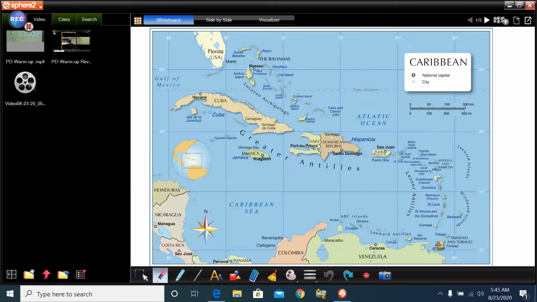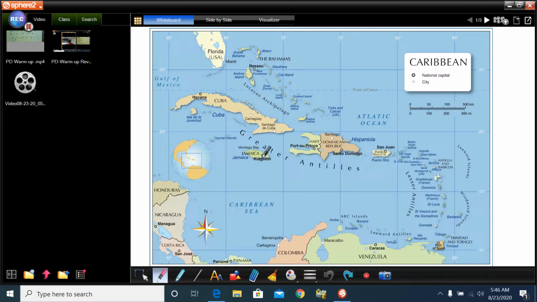Okay, so today in social studies we're going to be learning the difference between a political map and a physical map. A political map is basically showing artificial boundaries that have been changed over the years for countries to determine where the territories of different countries are. So on this map you're looking at a map of the Caribbean.